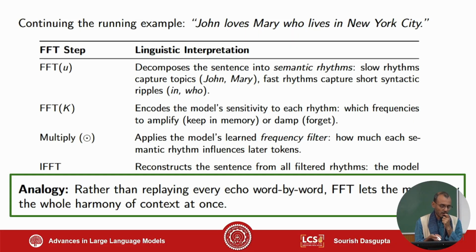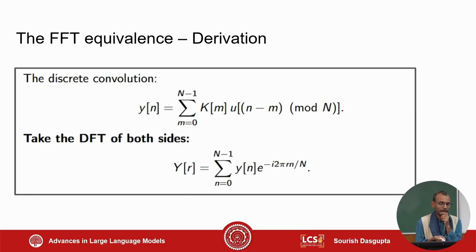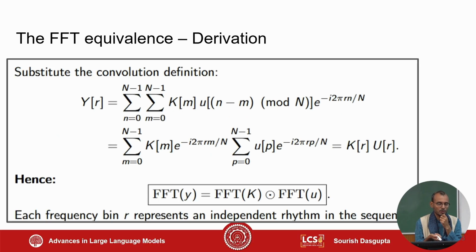And the analogy that I found was, rather than replaying every echo word by word, you do an FFT, which lets the model play the whole harmony of context at once, in one go. And you can look at the derivation later on. I have given you some derivation. How do you even get from the discrete convolution, which is the summation form, to that FFT form? That derivation is given over here.